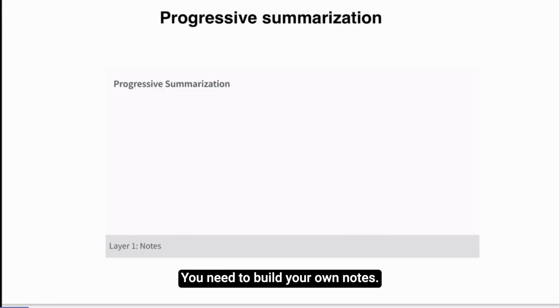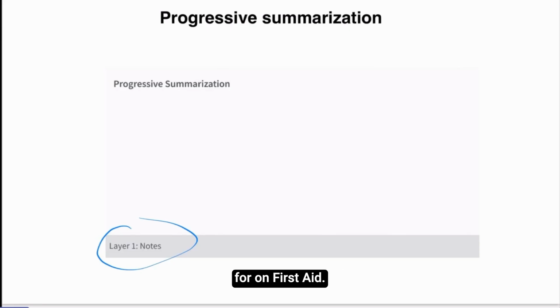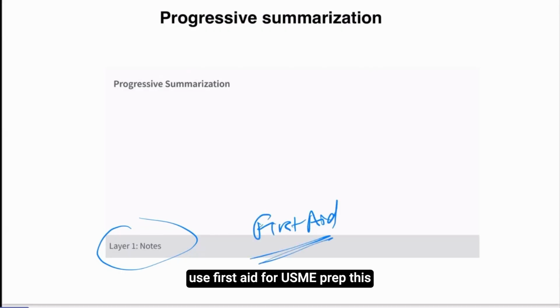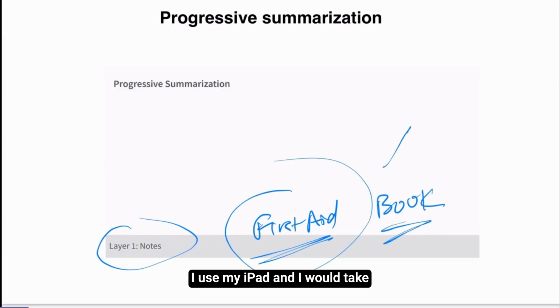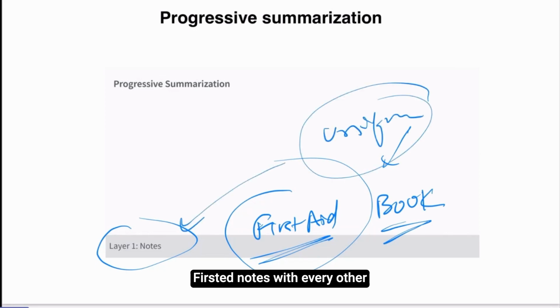You need to build your own notes. I made my own notes on First Aid, and I'll show this later on. I highly recommend watching my YouTube video on how to use First Aid for USMLE prep, in which I go into that technique. What I did was I took a First Aid layer, which was my book, and then I used my iPad and took pictures of every other resource to build a unified resource. I would create my own First Aid notes with every other resource piled in, UWorld, all of them, so I could review them in the end, number one.